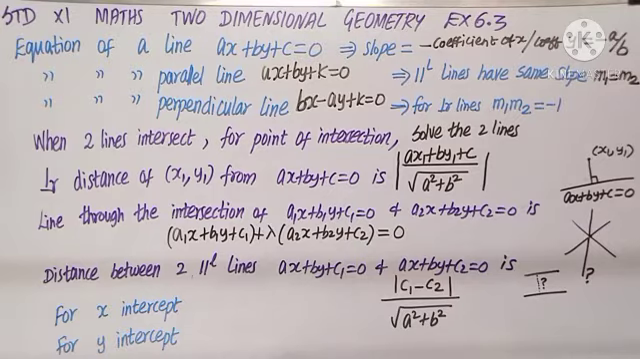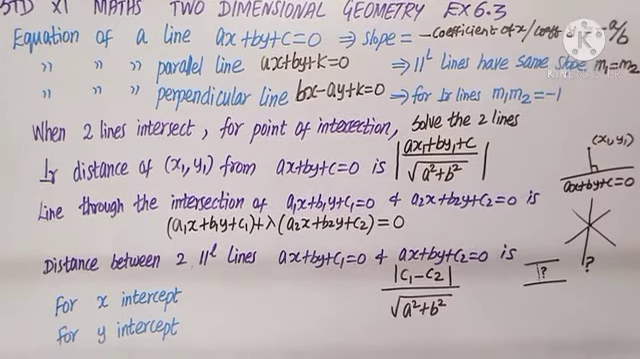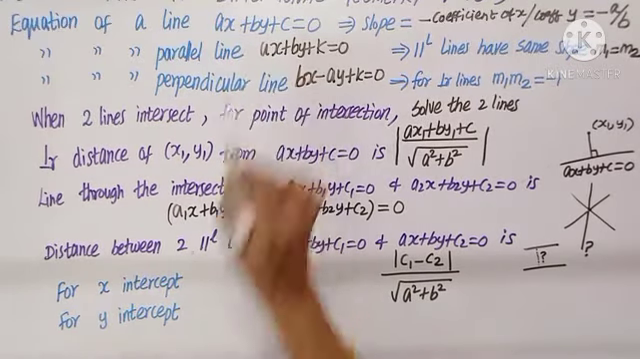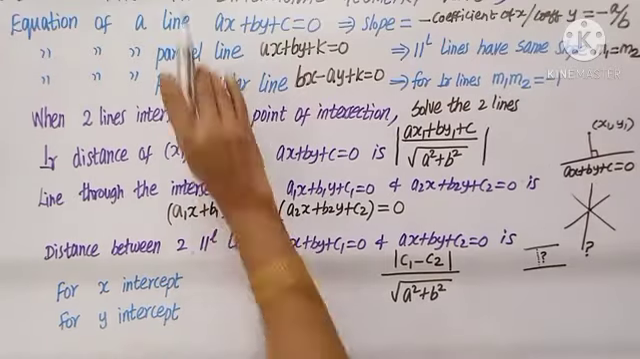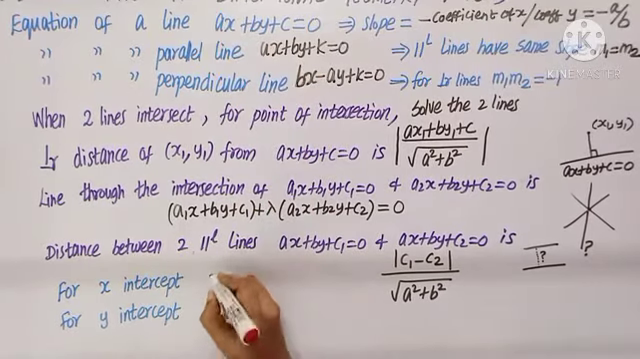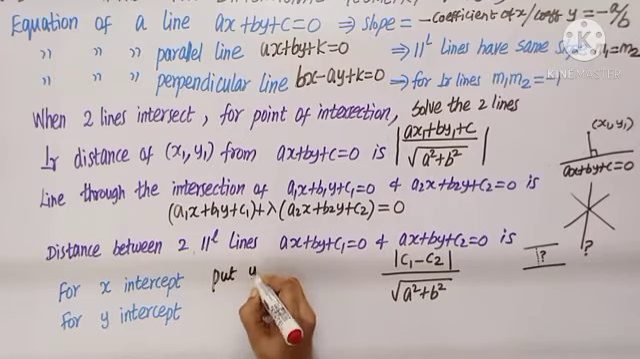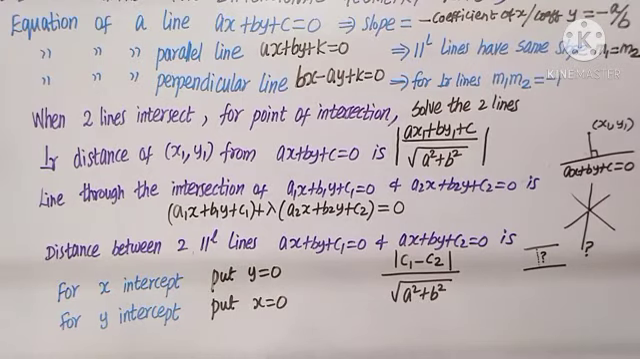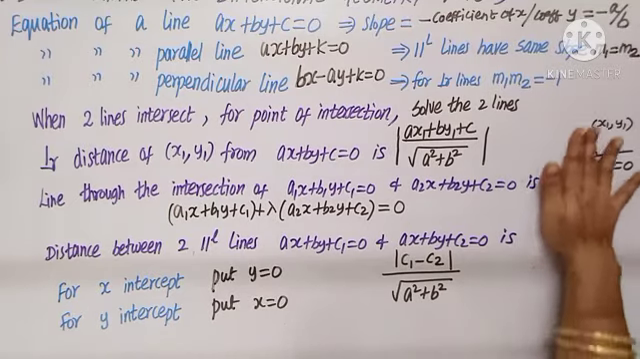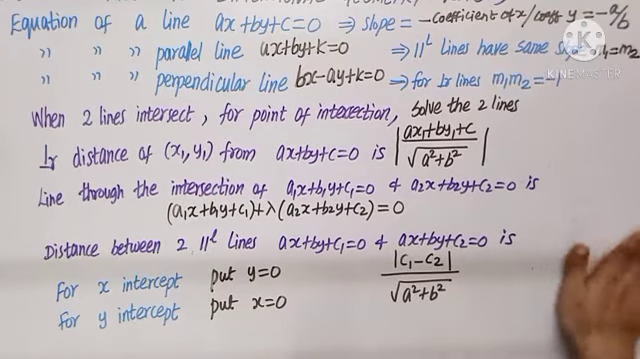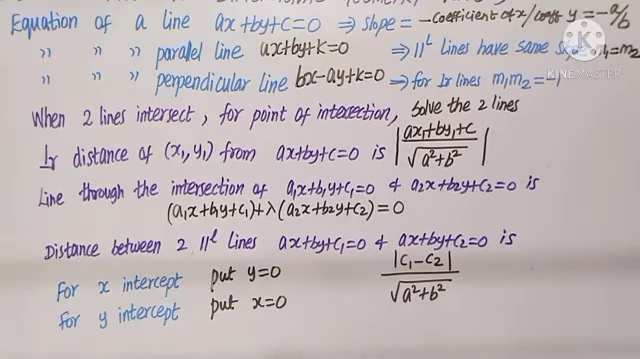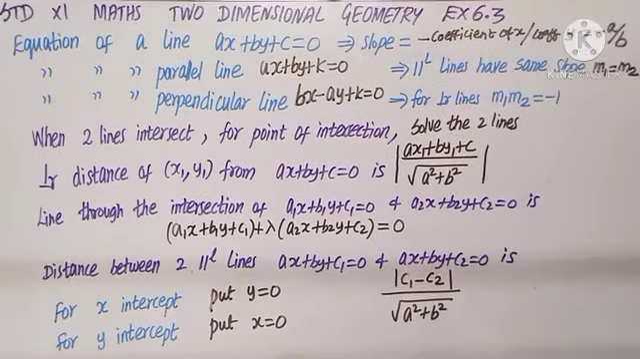The next idea, in most of the problems, we will be asked the x-intercept. So this is an equation. If I want the x-intercept, put y equal to 0. If I want the y-intercept, put x equal to 0. If you want the x-intercept, put y equal to 0, and if you want the y-intercept, put x equal to 0. These are a very few formulas that we will often be coming across in this exercise.